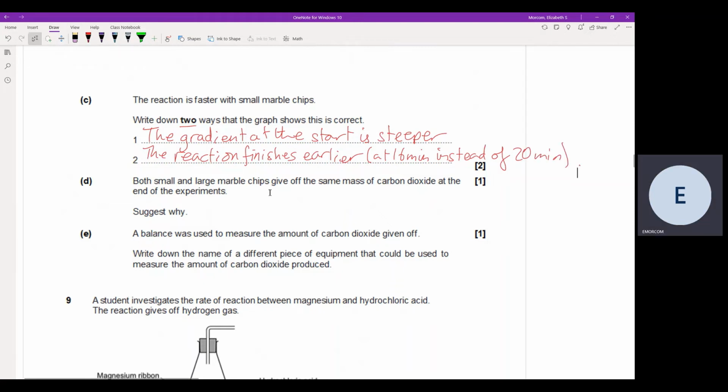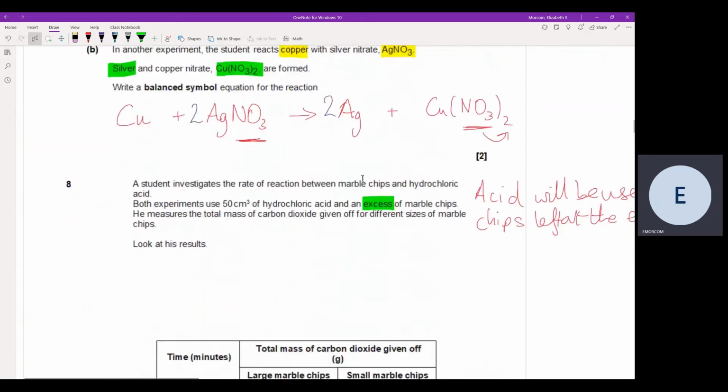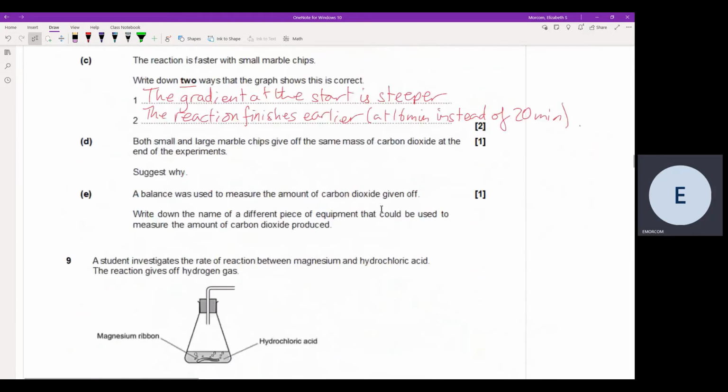Then it says both small and large marble chips give off the same mass of carbon dioxide at the end of the experiments. Explain why. Well, that's because we use the same volume of the same hydrochloric acid. So both experiments used 50 centimeters cubed of hydrochloric acid, and we were told that it was an excess of marble chips. So we shouldn't refer to the marble chips here.